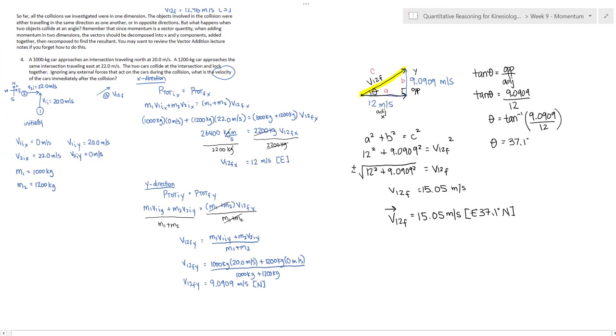So that was quite a long question. I know that these questions take a long time to do, but the key here is that you want to divide the x direction and the y direction from each other. Do them separately. Once you have the final velocities in both the x and the y direction, you need to recompose the vector. You put the two vectors together, add them together to find the resultant, which is the hypotenuse. Remember, when the question asks for velocity, velocity is a vector, so you can't just give the magnitude or the speed, 15.05 meters per second. You also have to include the direction itself.